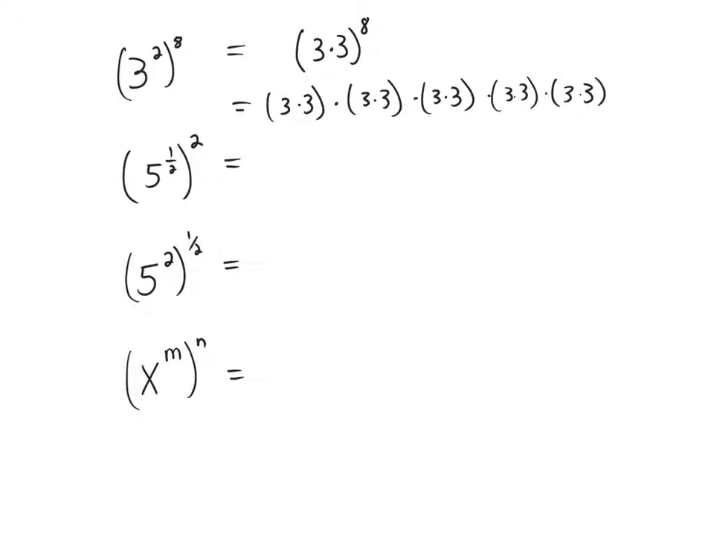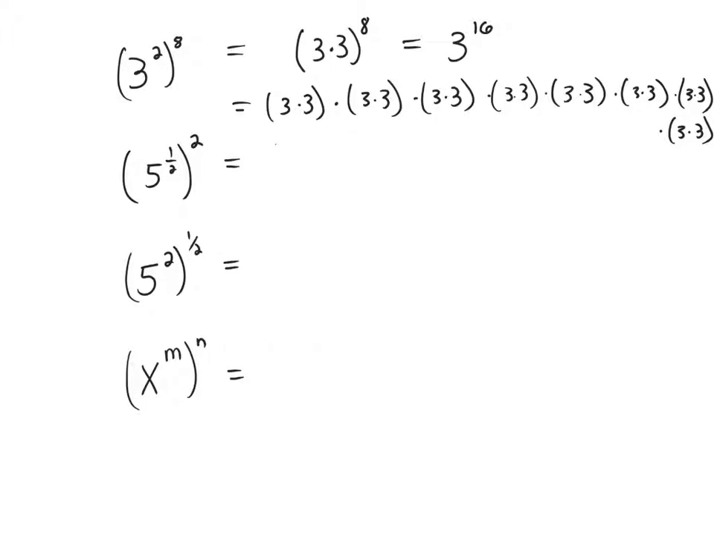Got 1, 2, 3, 4, 5, 6 times, oh, I'm running out of space, and then times one more. So I have 8 groups of 3. There's my first group, 1, 2, 3, 4, 5, 6, 7, 8 groups of 3's all being multiplied. And how many 3's do I have being multiplied all together? Well, 2, 4, 6, 8, 10, 12, 14, 16. We can rewrite this as 3 to the 16th power.